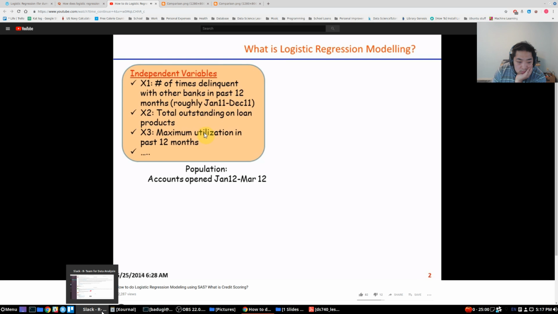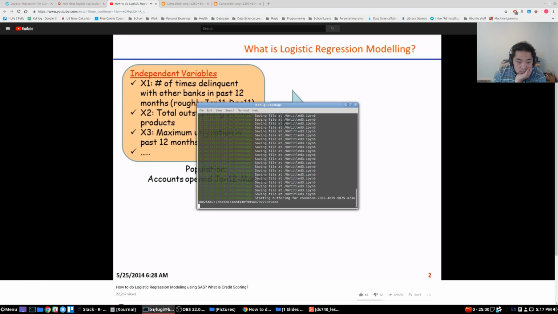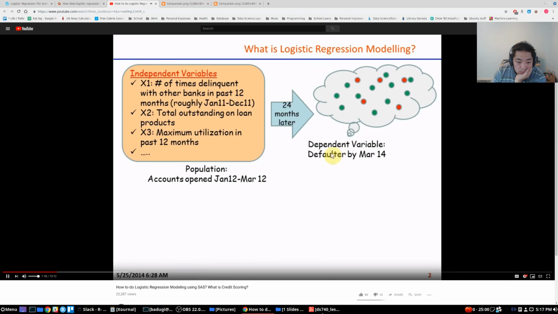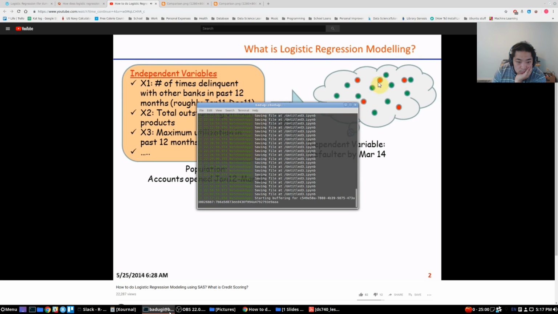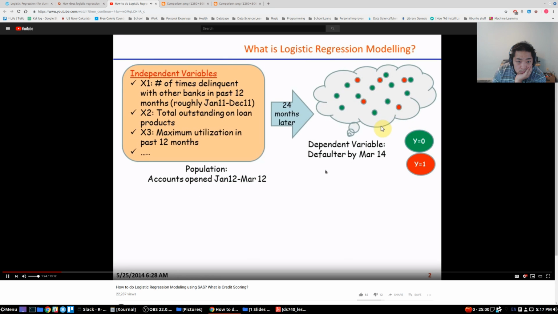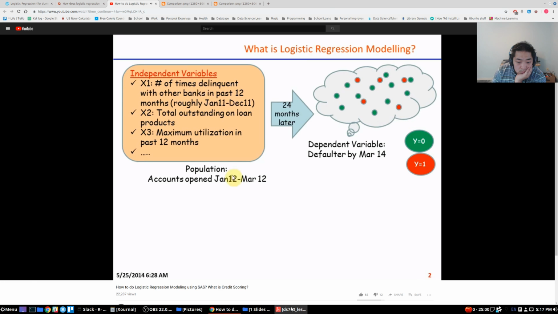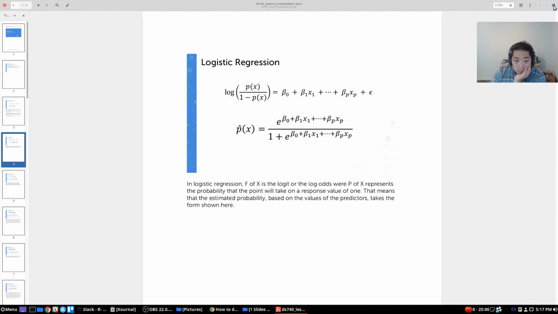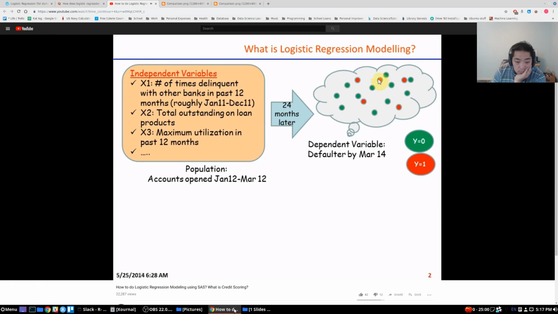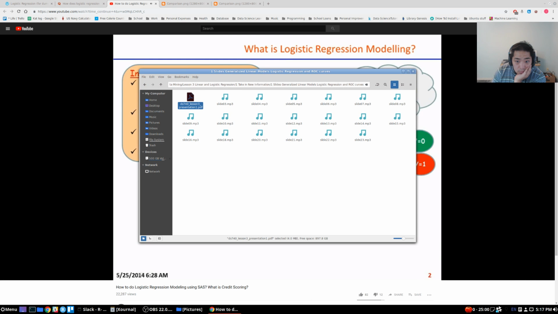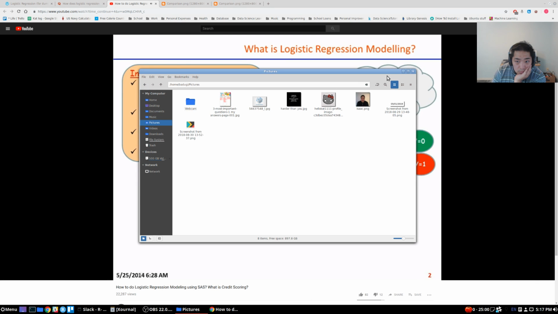So you have a lot of behaviors, and after 24 months you take a look at how many of them actually became defaulters, which are shown as red, and how many of them are actually good. So you have these independent variables, and this is the dependent variable. The dependent variable is binary, 0 or 1, and these are a lot of independent variables.